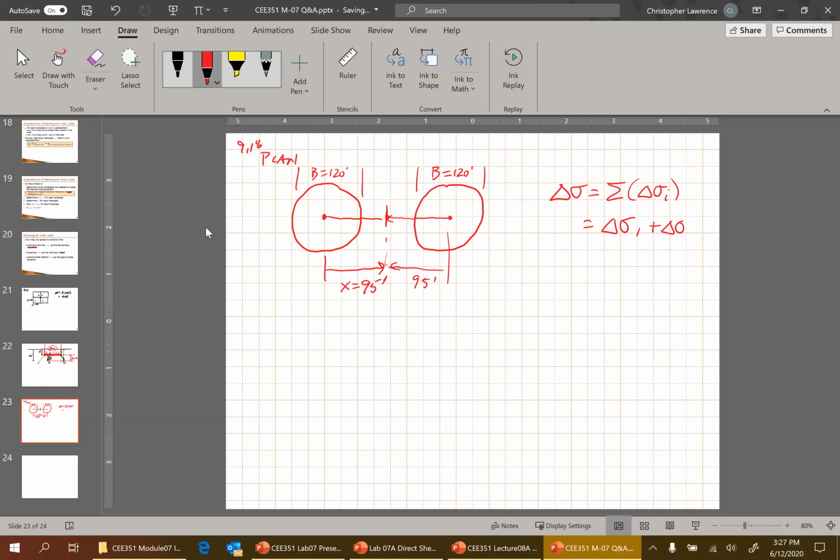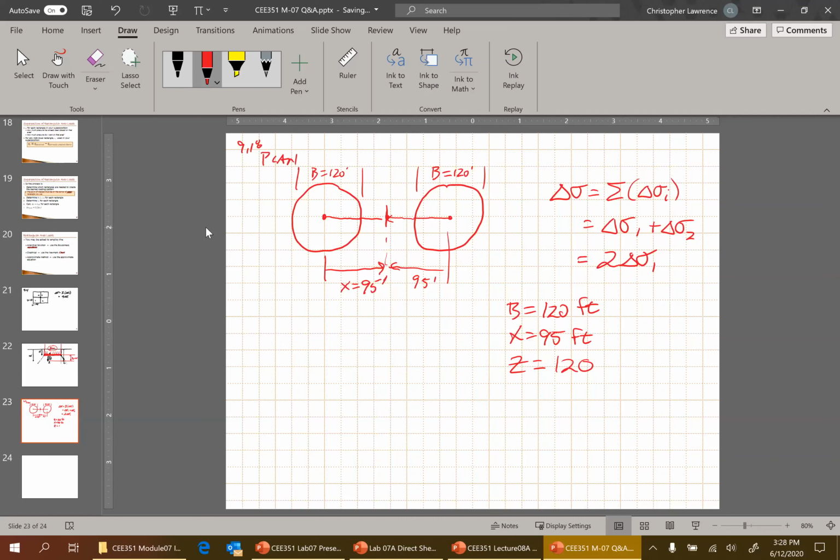In this case, because they're identical, you can just do one of them and multiply it by 2. But for each one, for each circle, you know b, you know x, you know z. So you should be able to use the chart and read off, right? So b equals 120 feet, x equals 95 feet, z equals, well, they're telling you 120 feet down below where the loads are applied, right?